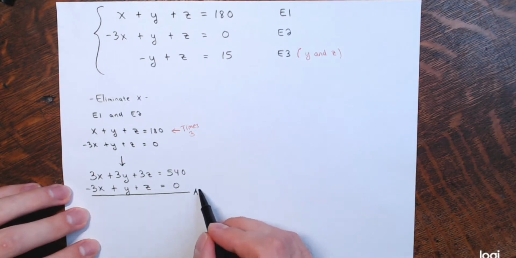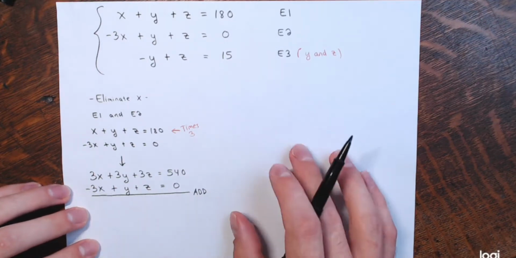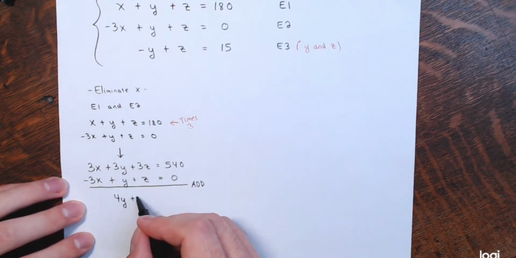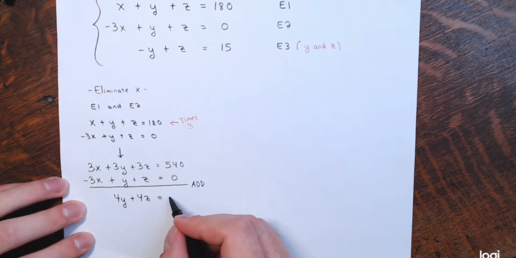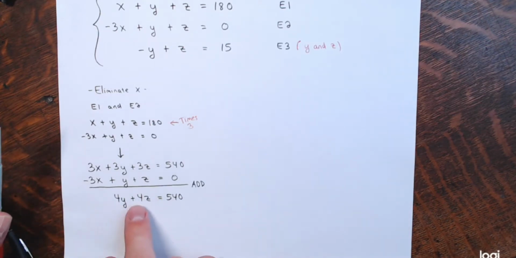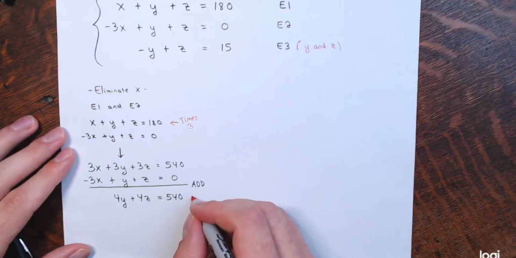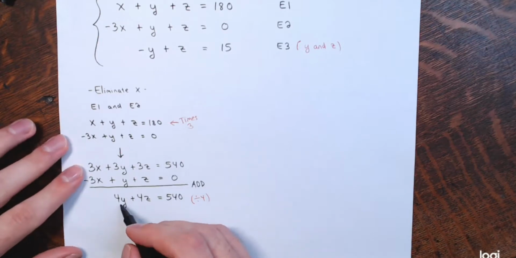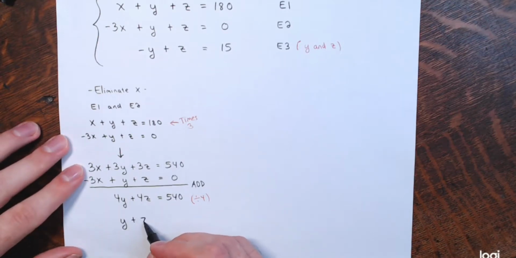And now I add the equations together, right, because the coefficients of x are opposites. And I'll have 4y plus 4z equals 540. And then just as in the first example, I'm noticing here that all these coefficients are multiples of 4, so I'm just going to divide everything by 4 to make the numbers a bit smaller. So this will be 1y plus 1z equals, then we got 1, and then 4 goes into 540 135 times.